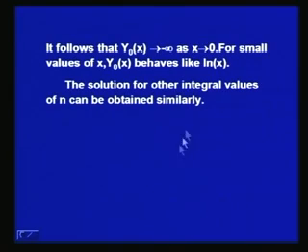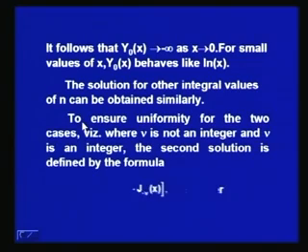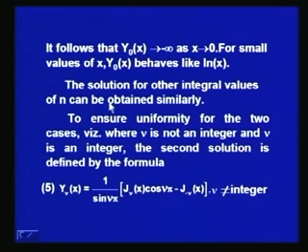Now, from this expression, you can see that Y0(x) goes to minus infinity as x goes to 0. We know that ln x goes to minus infinity as x goes to 0. So, Y0(x) goes to minus infinity as x goes to 0, and for small values of x, Y0(x) behaves like the logarithmic function ln x. So, this is how we find the second solution of the Bessel's equation of order 0. The second solution of the Bessel's equation for other integral values of n can be obtained in a similar manner.